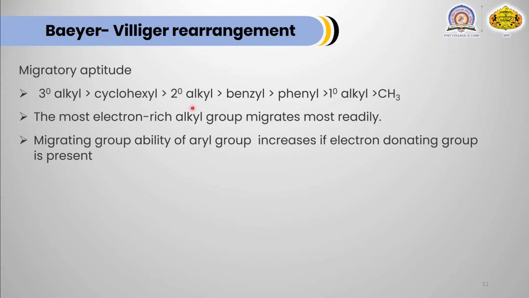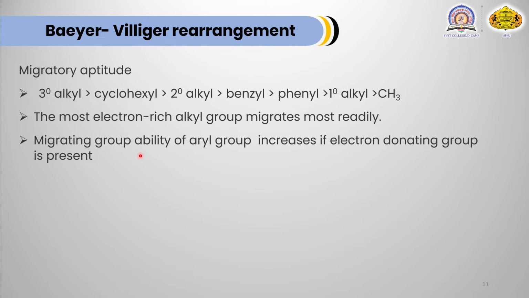This is the order of migratory aptitude: tertiary alkyl greater than cyclohexyl, greater than secondary alkyl, greater than benzyl, greater than phenyl, greater than primary alkyl, and finally methyl. This means if a tertiary alkyl group and a phenyl group are present, then the tertiary alkyl group is going to migrate. The most electron rich alkyl group migrates most readily.